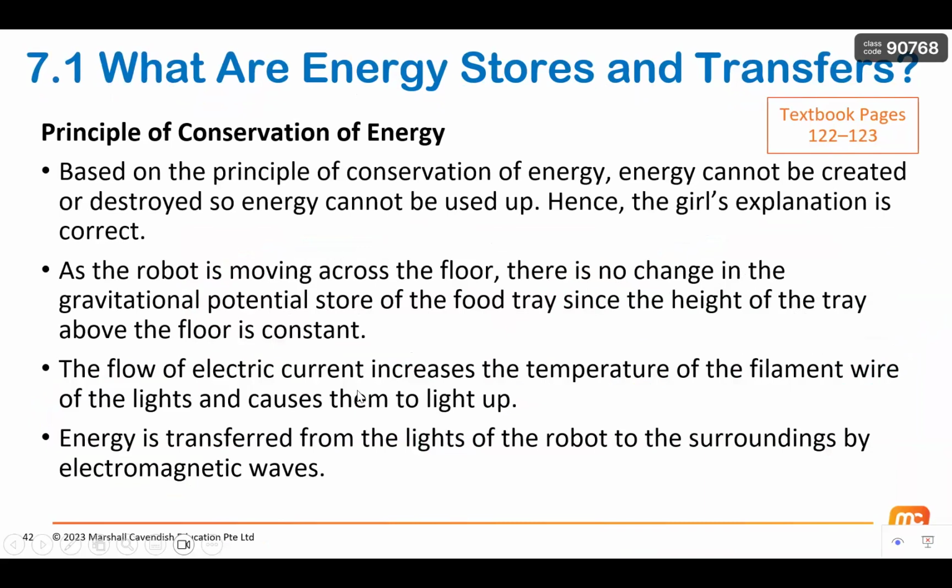Okay, the flow of the electric current will increase the temperature of the filament wire of the light bulbs, and this causes the light bulb to light up. So energy is transferred from the lights of the robot to the surroundings as well by electromagnetic waves.